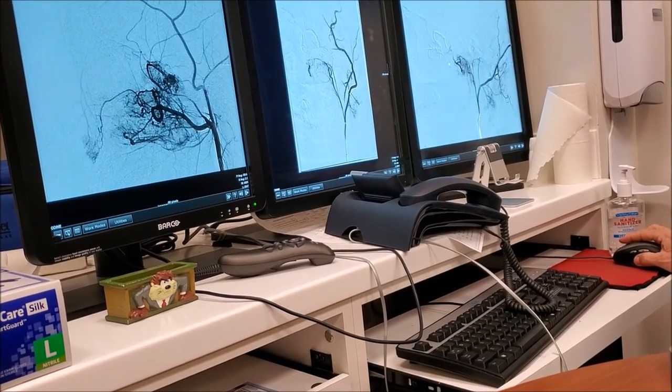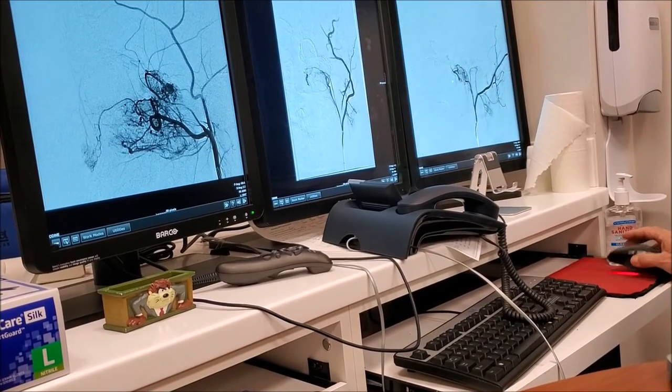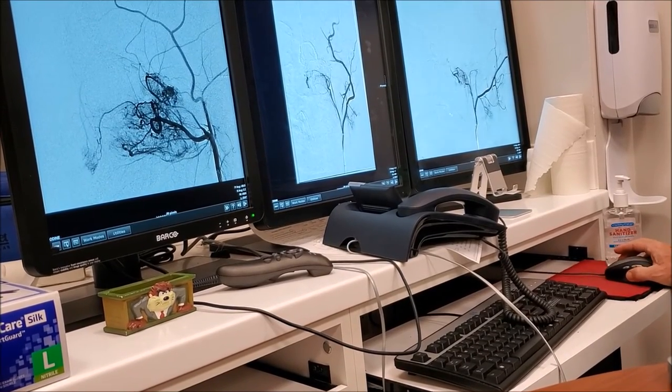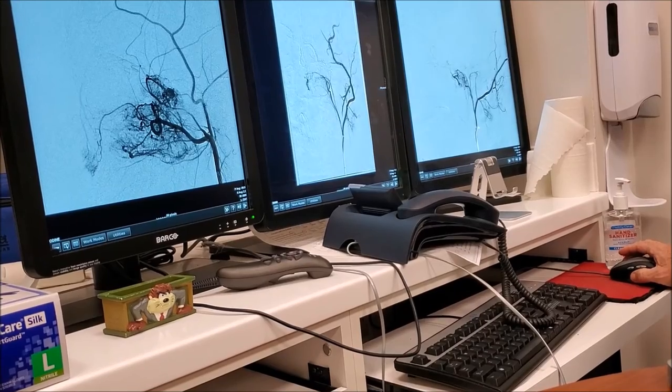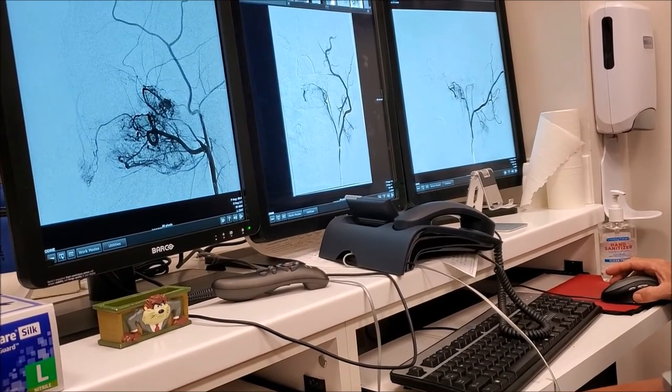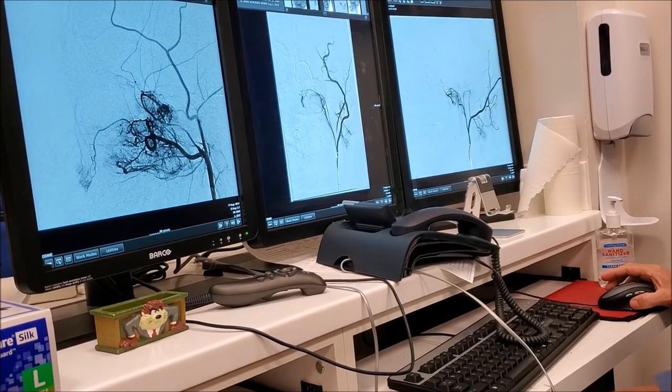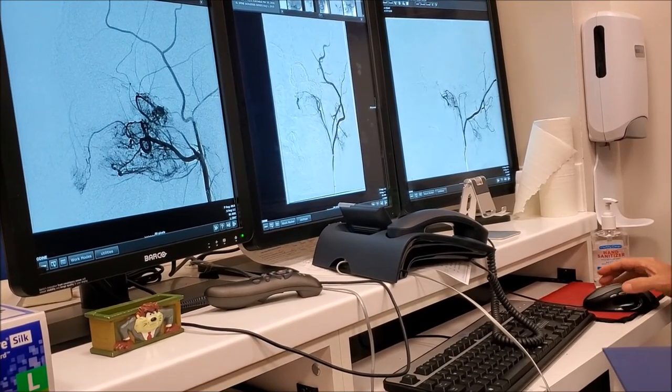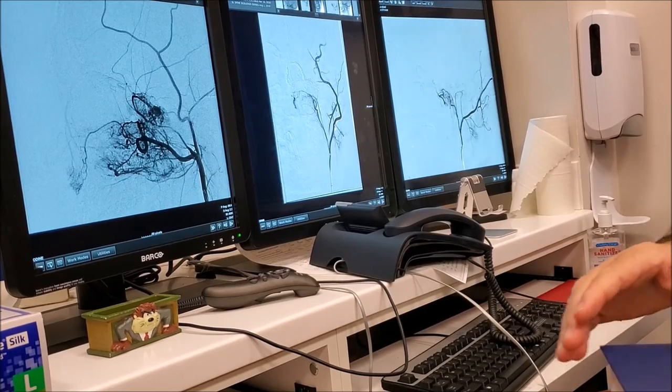Here's the nasopharyngeal now, you see? But this is an important variant. You have a common trunk. This is called the pharyngo-occipital trunk. Common trunk. And here you have the ascending pharyngeal, and here you have the occipital. Volume 1.